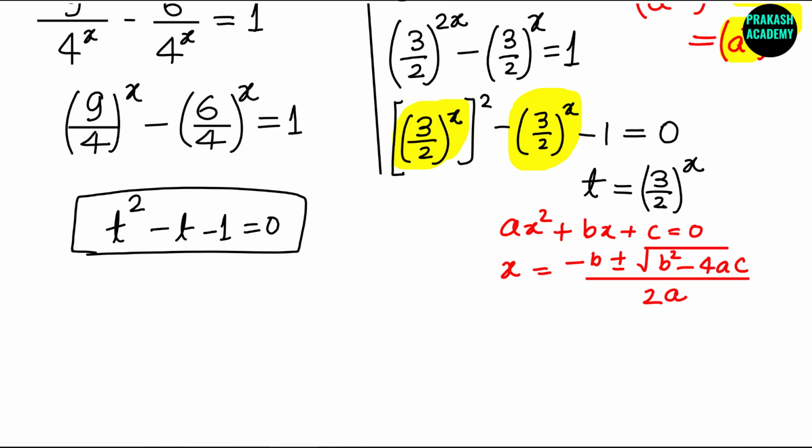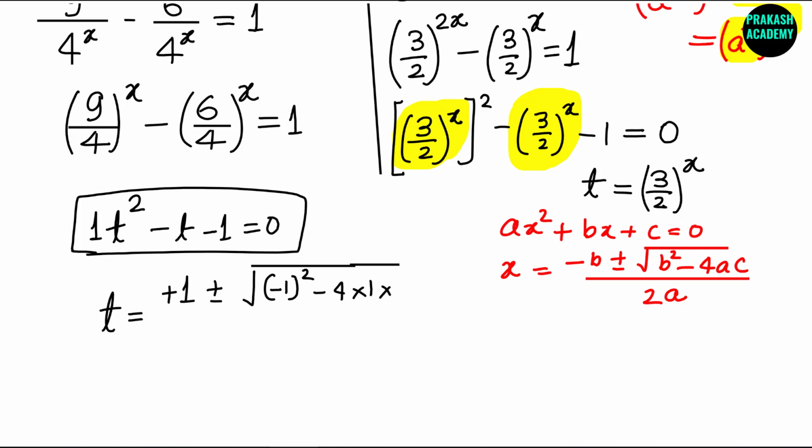Now in this question we have a equals 1, b equals minus 1, and c equals again minus 1. So basically t will be minus b, that is minus minus plus, plus minus the square root of b squared, that is minus 1 squared, minus 4 times 1 times c, c is minus 1, and this divided by 2 times 1.